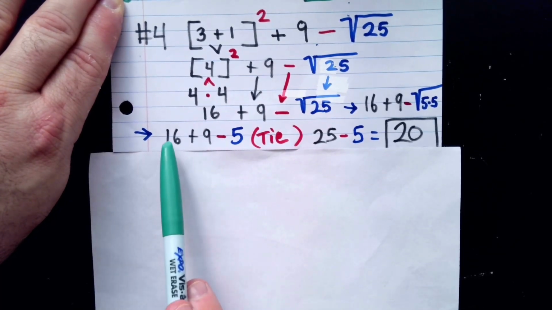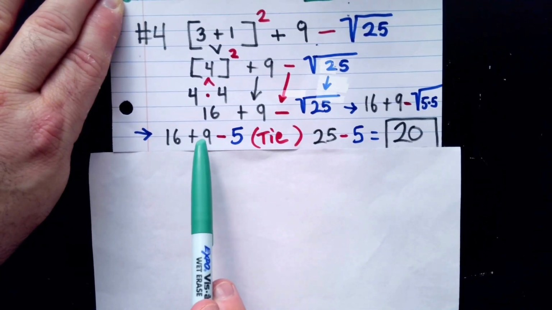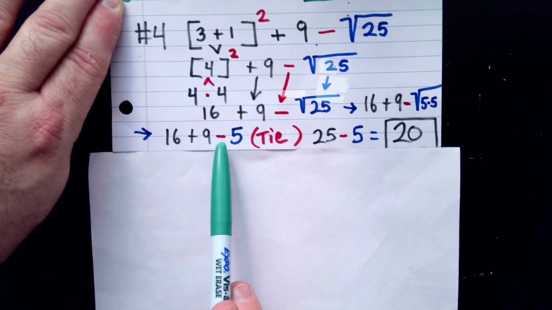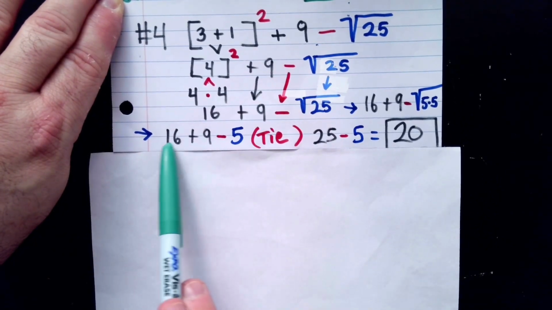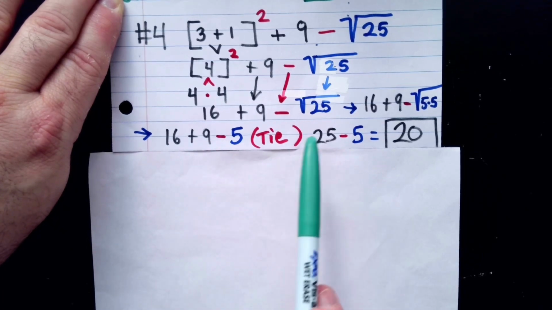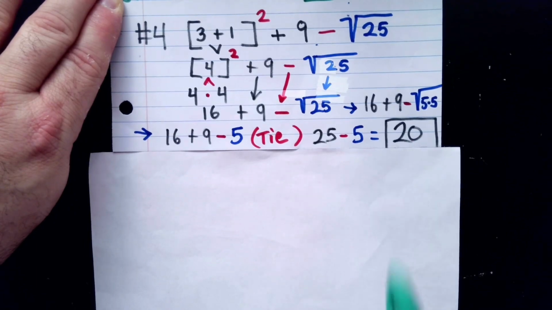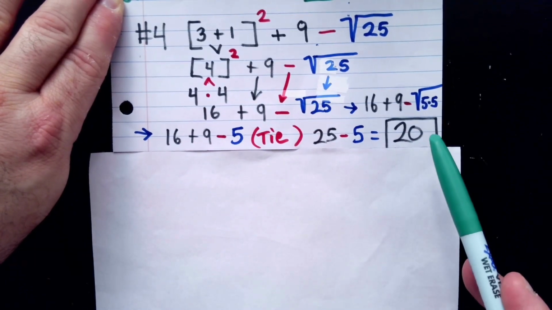So here we have a tie from left to right, right? Remember, step 4, or the fourth step in the order of operations, is add or subtract. So when there's a tie like this, you go from left to right. 16 plus 9 is 25. Then you'll subtract 5 from 25, and that gives you a solution or a value of 20.